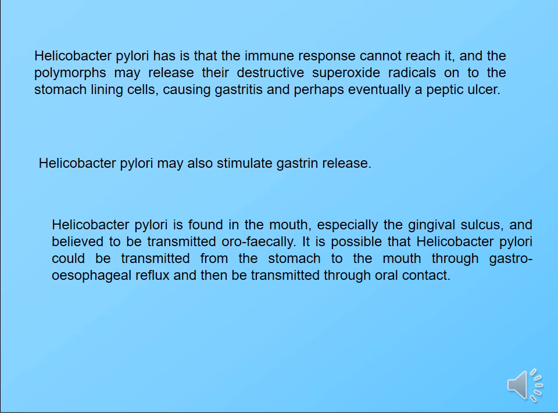Helicobacter pylori is found in the mouth, especially the gingival sulcus, and is believed to be transmitted orally. It is possible that Helicobacter pylori could be transmitted from the stomach to the mouth through gastroesophageal reflux and then transmitted through oral contact. This microorganism may pass through vomiting from the stomach to the oral cavity and lead to ulceration.